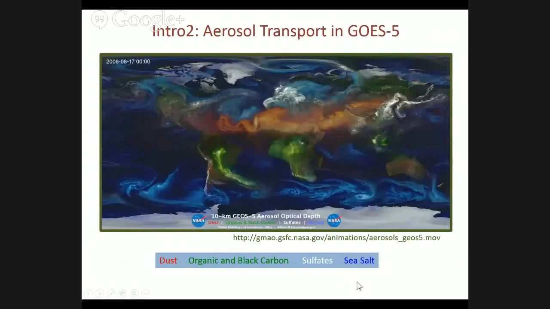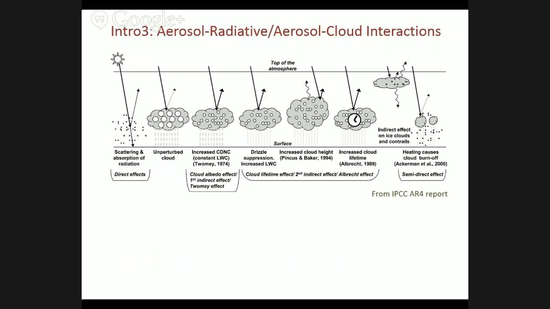Right. Okay. So next, after showing you the typical aerosol transport, let's get a little bit of physics. What this graphic shows is the aerosol and radiation interaction, as well as aerosol and cloud interaction. Typically, if you look in any literature, you would find direct effects and indirect effects.